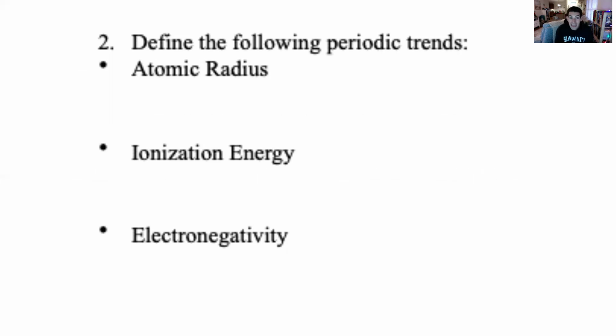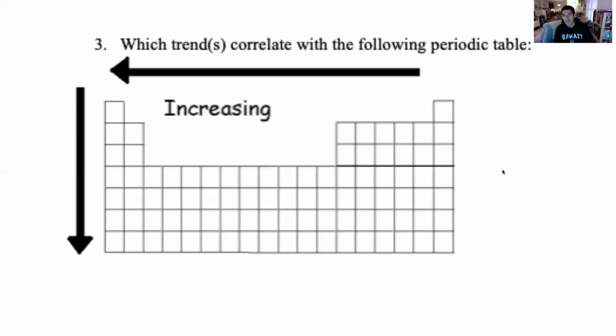Ionization energy, the amount of energy to remove one electron. We remove the electron from the valence shell. And again, ionization energy turns the atom into an ion by removing one electron and creating a positive cation. And electronegativity, the ability of an atom to attract electrons. These are outside electrons from a different atom.